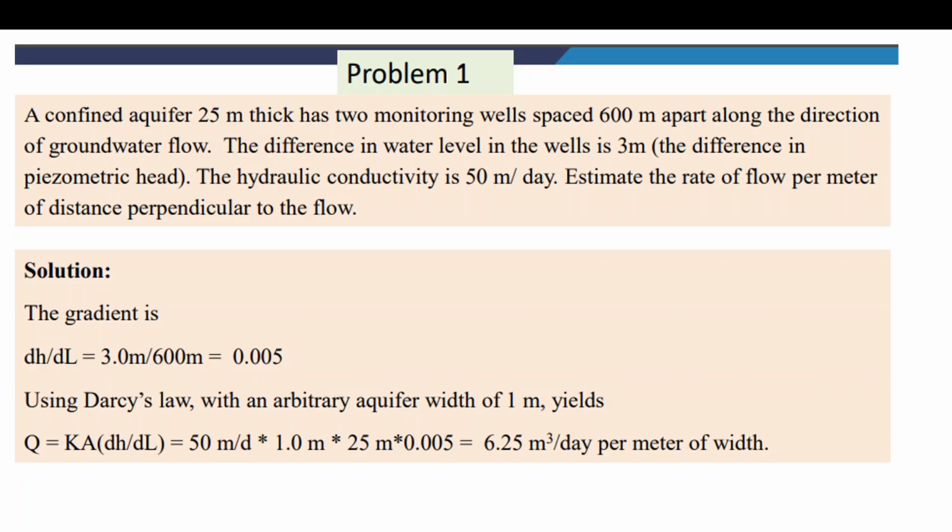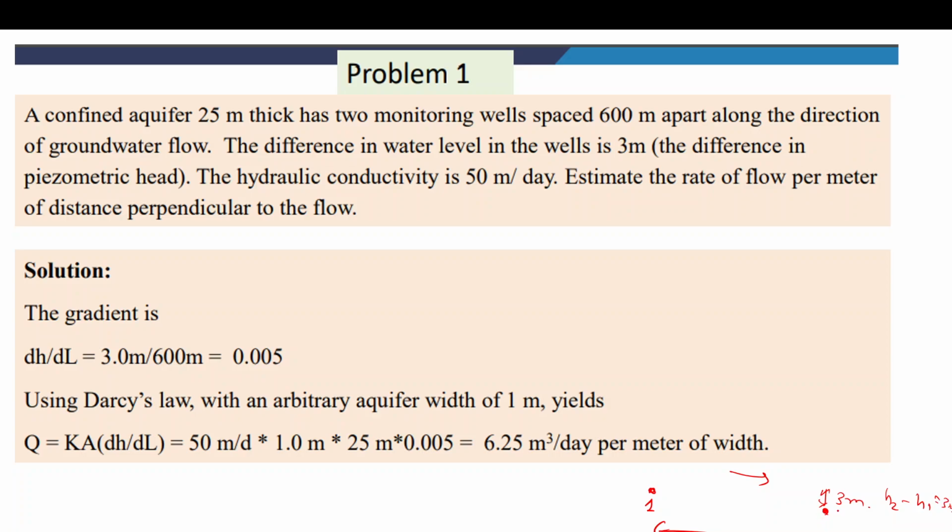in the form of tutorial. So first problem is a confined aquifer which is 225-meter thick has two monitoring wells spaced 600 meters apart. So point 1, point 2, they both are 600 meters apart. So that is nothing but L along the direction of groundwater flow. So this is the direction of flow, let's say, and the difference in the height of these two wells is 3 meters. So H2 minus H1 is given to you as 3 meters.